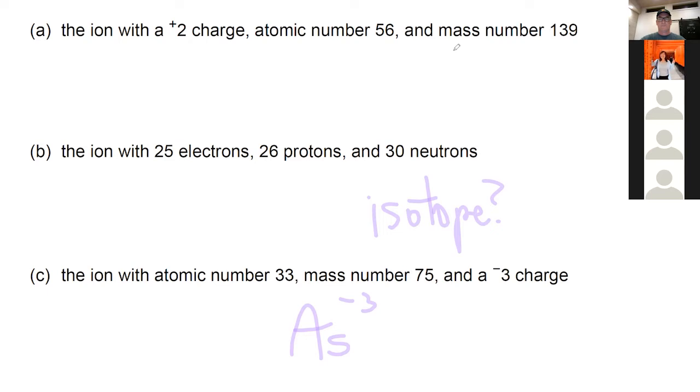Is it 75 on the top left and 33 on the bottom left? Right. And again, the 33 is not required if you're not doing nuclear calculations.